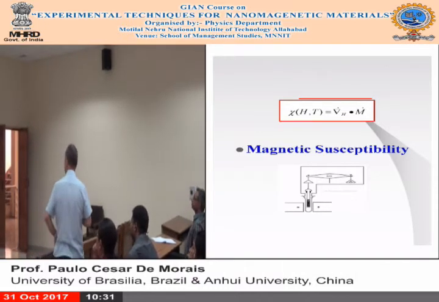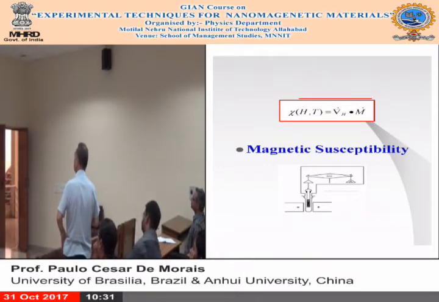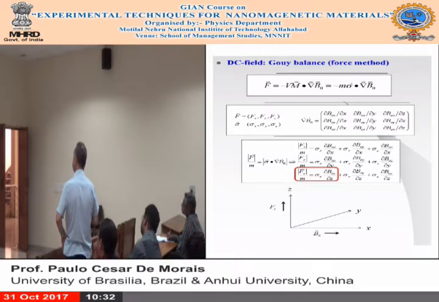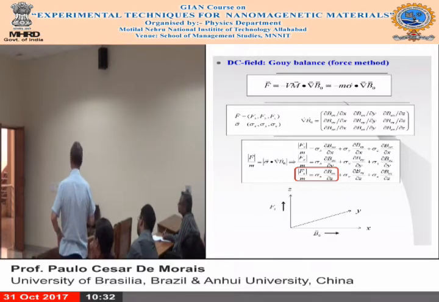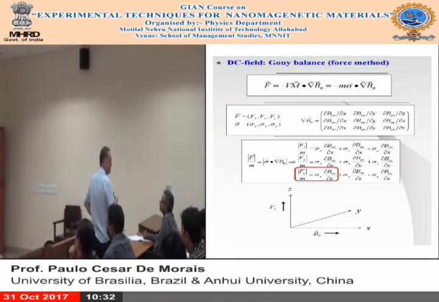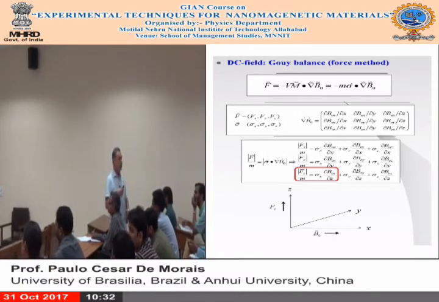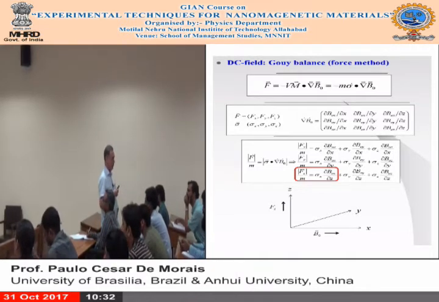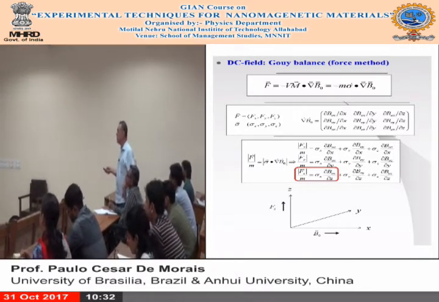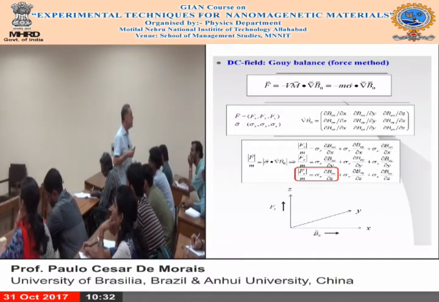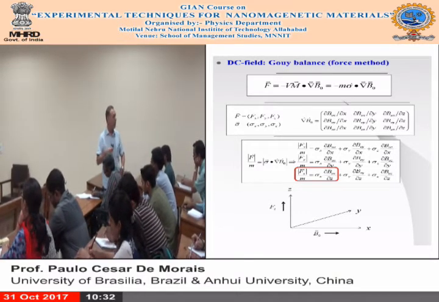So let's say, actually, you are measuring force. And in the Gouy balance configuration, you are measuring this force. If you look at those vectors, this is magnetization in terms of volume, and this is magnetization in terms of mass. You can express it in the way that is more convenient to you. If you are using a liquid sample, maybe you better express it in terms of volume. If you are measuring solid samples, maybe you better express it in terms of mass.